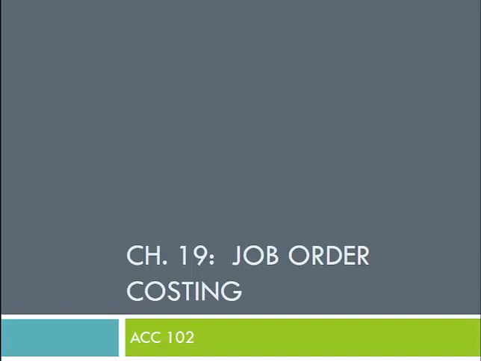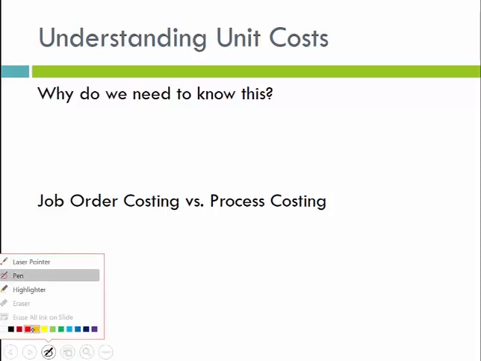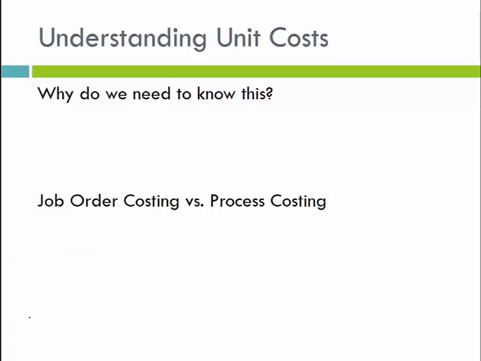Okay, Chapter 19, Job Order Costing. So what we're really talking about in this unit and for the next couple chapters is about understanding our unit costs, or understanding what it costs us to do whatever it is that we do in this business. So why do we need to know that information?